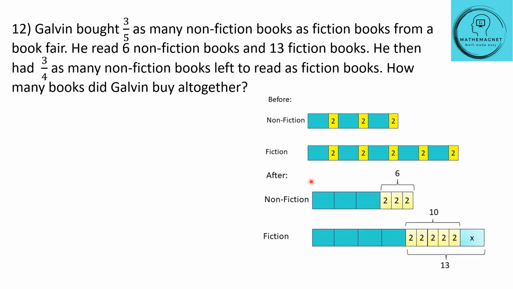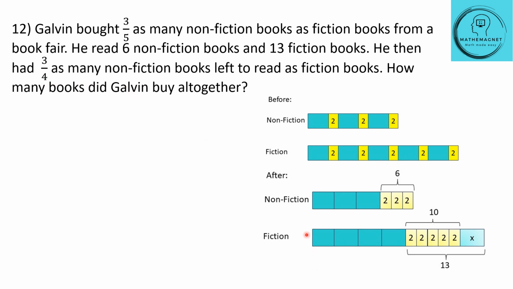So let us see how the after model looks like. In the after model we will remove these yellow portions. So that becomes 6 and the remaining are the unread books. So that becomes these 3 units. So now the fraction of 3 by 4, the 3 we have made it. Now coming to the fiction part. Fiction, originally there were 5 units. In 5 units he has read 13 books as per the question, and here we know we have 5 yellow boxes. So now if we remove 5 yellow boxes, we will be ending up with 5 blue boxes, but we have only 4 as per the question.